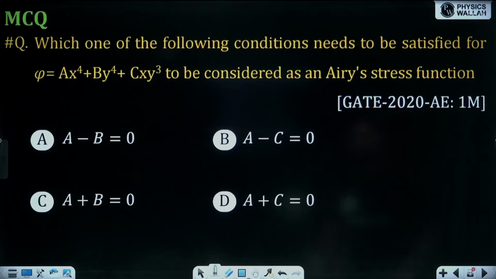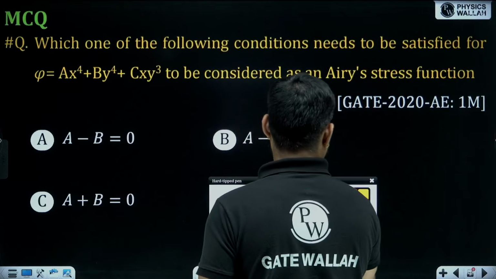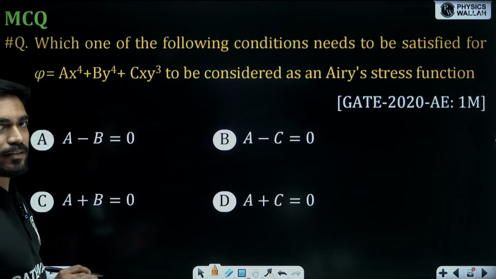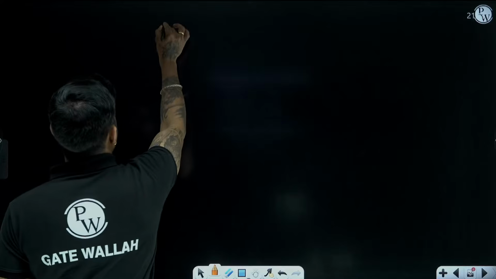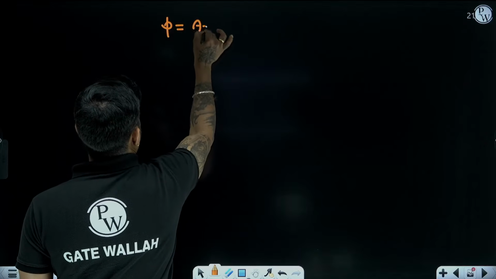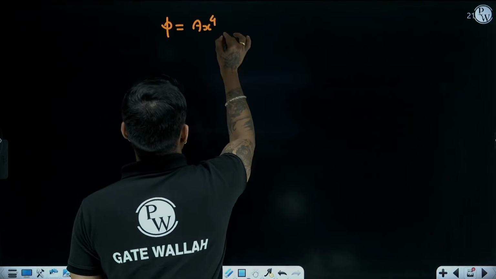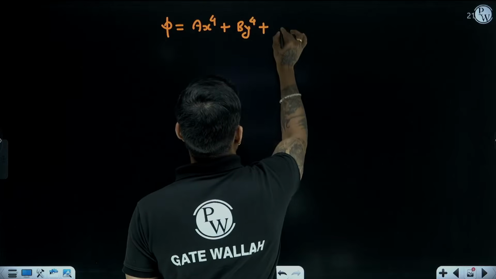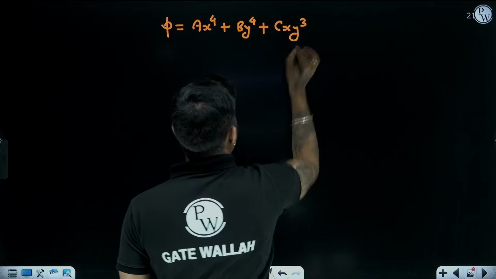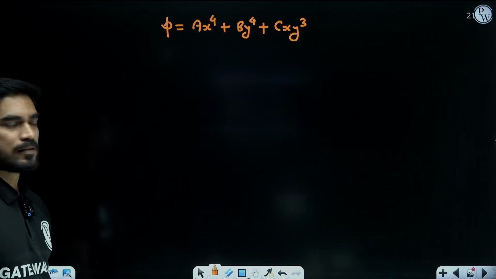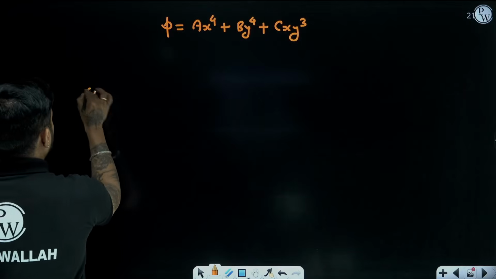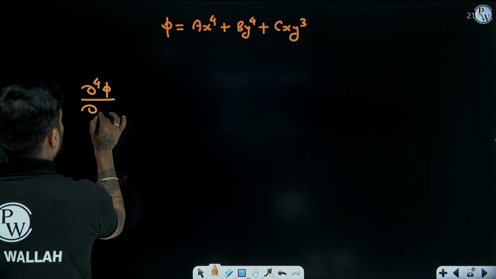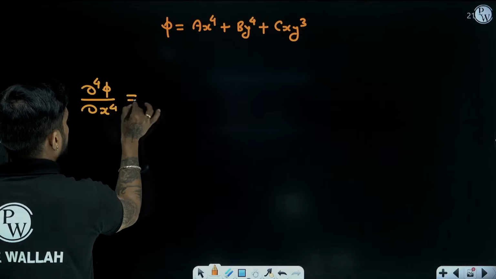What is the biharmonic equation? Del to the power 4 phi, right? So this phi is ax to the power 4 plus by to the power 4 plus cxy cube. Okay, if I differentiate it with respect to x 4 times, what are you going to get?